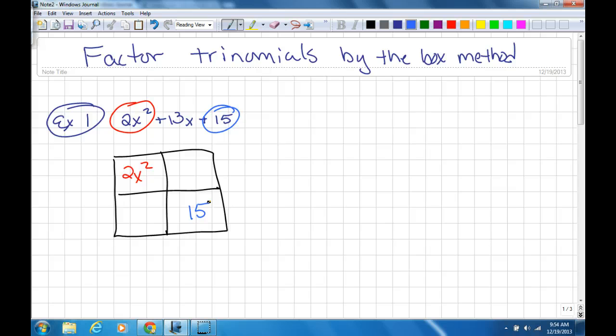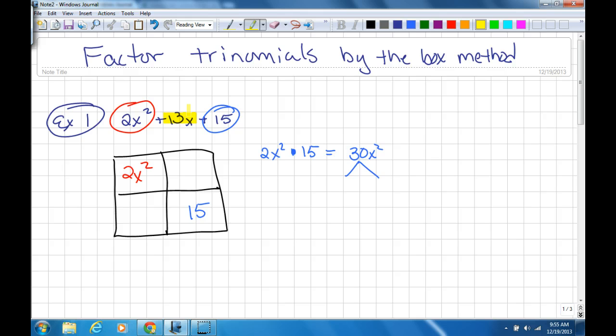Okay, so what you're going to do is actually take these 2 terms and multiply them to each other. So 2x squared times 15 equals 30x squared. I need to now find all my factors of 30x squared, but I only need them to add up to this right here. I need them to add up to be a positive 13.